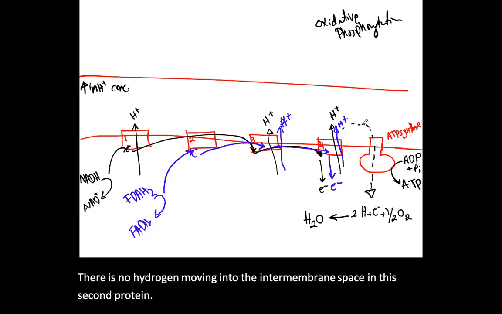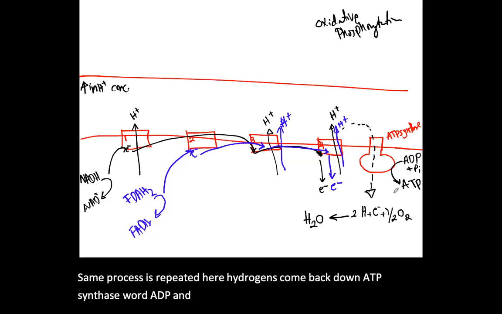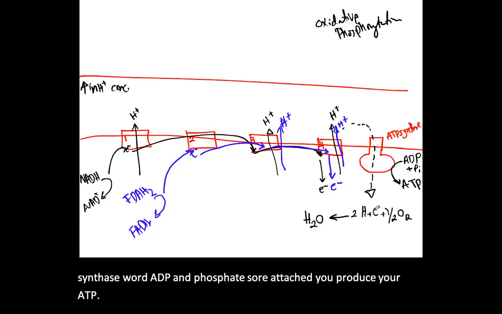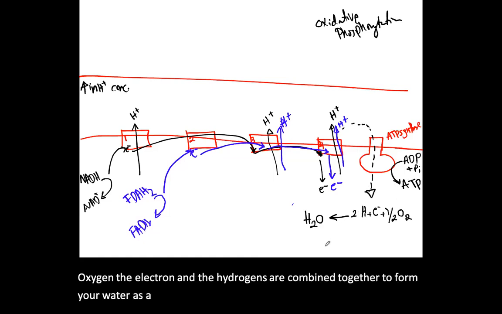So the same process is repeated here. Hydrogens come back down, ATP synthase works, ADP and phosphates are attached, and you produce your ATP. Oxygen, the electron, and the hydrogens are combined together to form water as a byproduct.